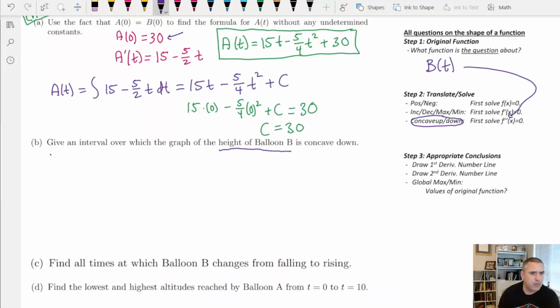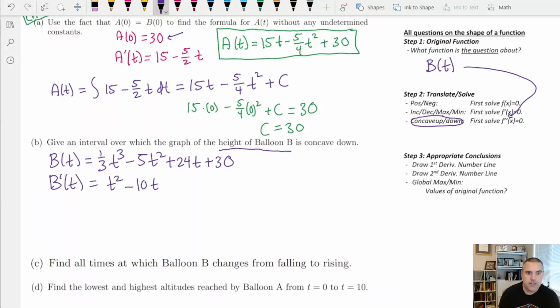So the very first thing I would write is B of t. Now they give it in the problem, it's up above. Rather than keep scrolling up and back, I have it written here. Minus 5t squared plus 24t plus 30. So we really could immediately start working. It's asking something about the shape of the graph, the shape of the movement, so we want to find the second derivative, t squared minus 10t.